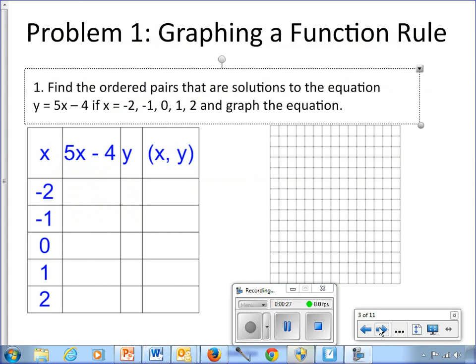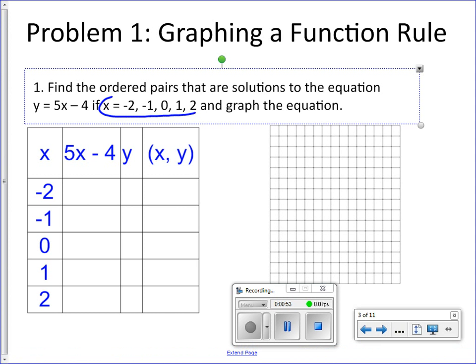Problem number 1, Graphing a Function Rule. Number 1 says find the ordered pairs that are solutions to the equation y equals 5x minus 4 if x equals -2, -1, 0, 1, and 2, and graph the equation. You will notice that our list of numbers, -2, -1, 0, 1, and 2, have already been put into the x column for you in the table.